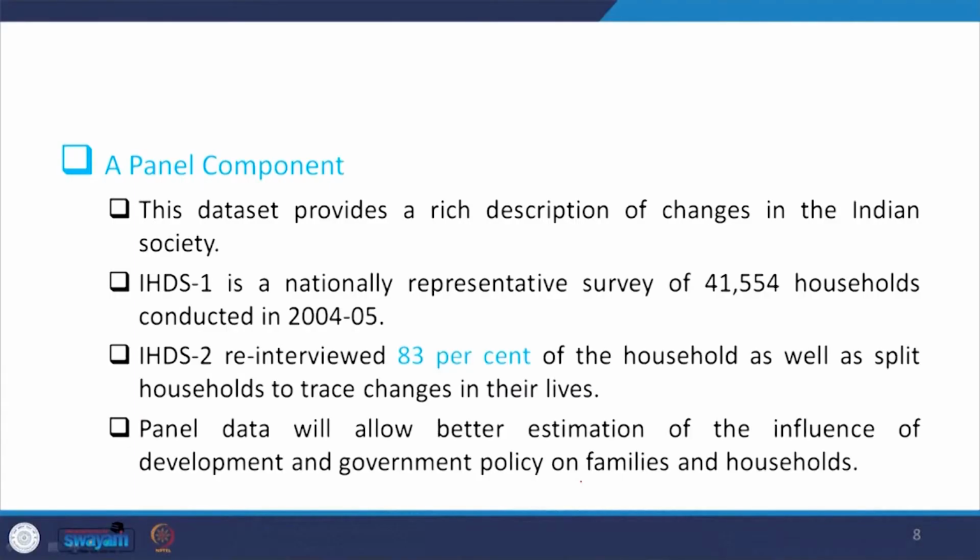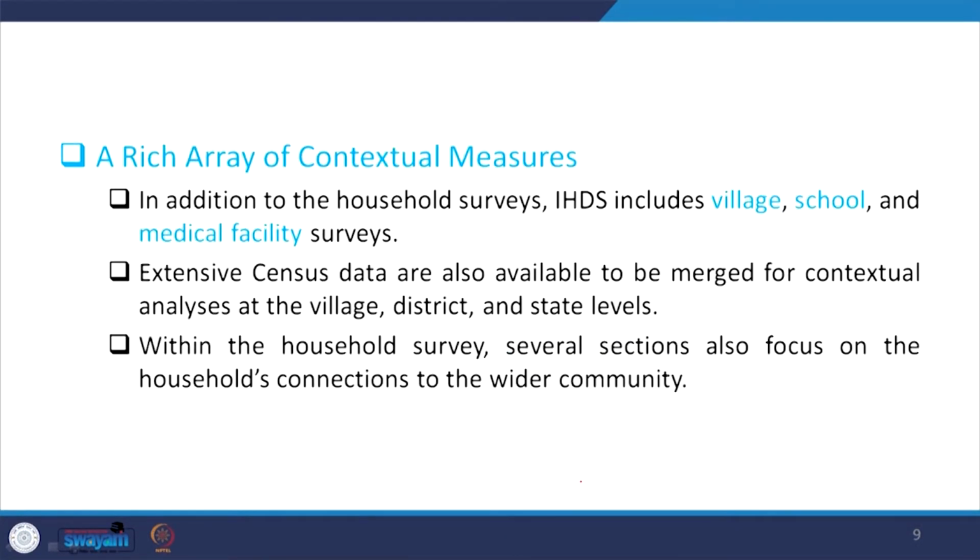Alright. So, if you go by the 83% panel and filter it to 83% in our new data set, then that will be called the 100% panel, is it not? So, panel data allow better estimation of the influence of development and government policy. I have already discussed it is a rich array of contextual measures because it includes village information, school information, medical facilities, etc. Extensive census data are also available to be merged for contextual analysis at the village, district and state level.